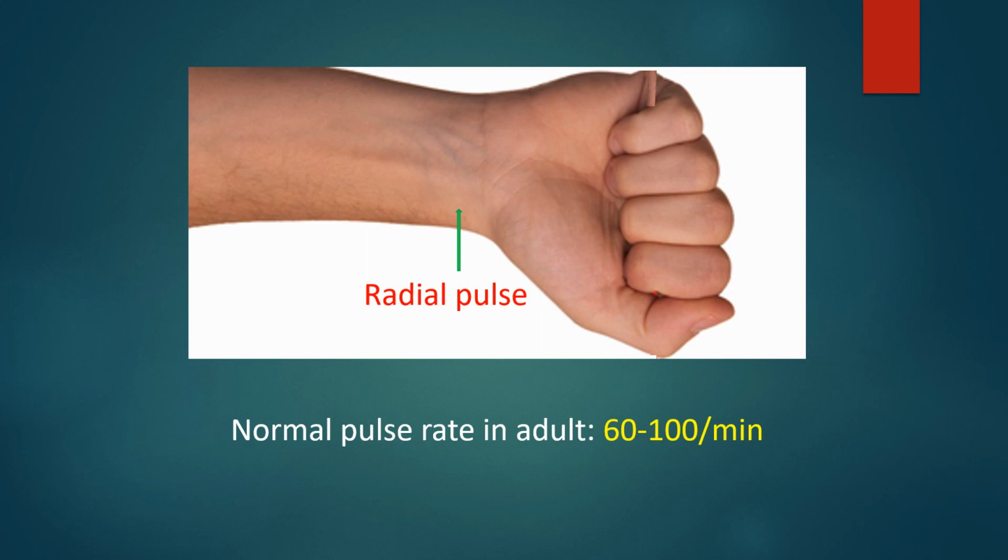Following parameters of the pulse are routinely documented. 1. The rate. Normal rate in an adult is between 60 to 100 beats per minute. It is higher in children. Younger the child, higher the pulse rate.